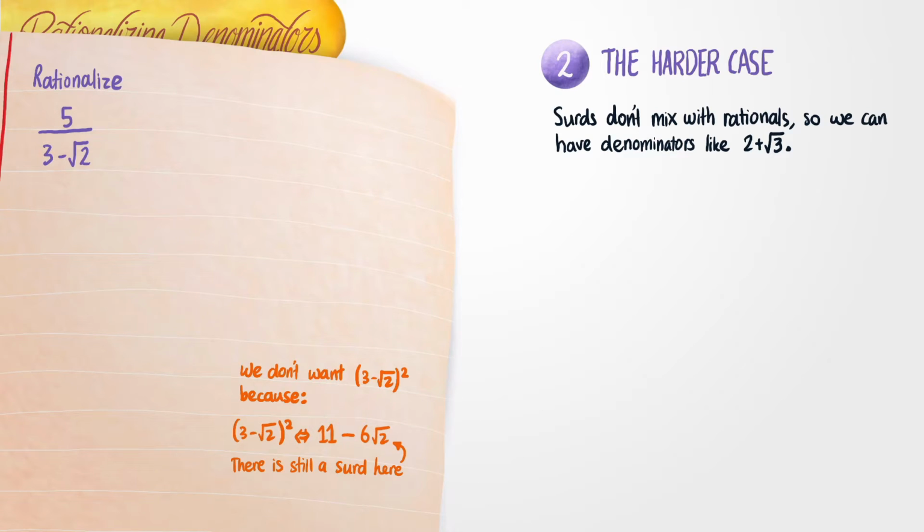So instead, we need to come up with something a little bit more clever. We need to square this without somehow ending up with another square root of 2 on the other side. But the trick comes to us from a slightly unlikely place. I want you to recall the difference of 2 squares.